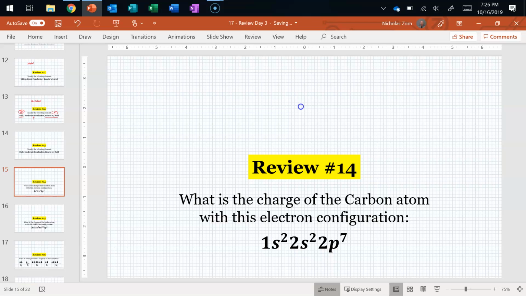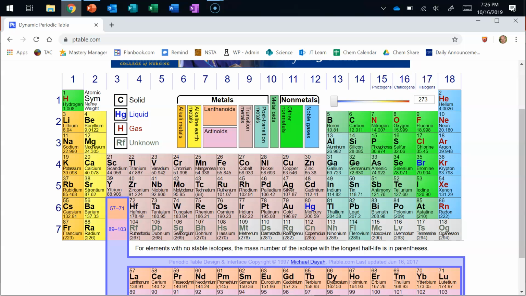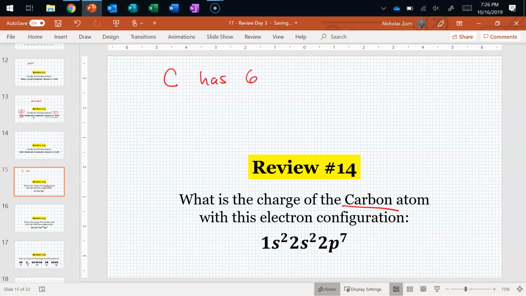All right, let's look at number 14. What is the charge of the carbon atom with this electron configuration? So it tells us that it's carbon. Carbon has, I think, 6 electrons. Let me go back and check. Yes, the neutral carbon atom has 6 electrons. So 6 electrons normally. This one has 2, 4, this one has 11.